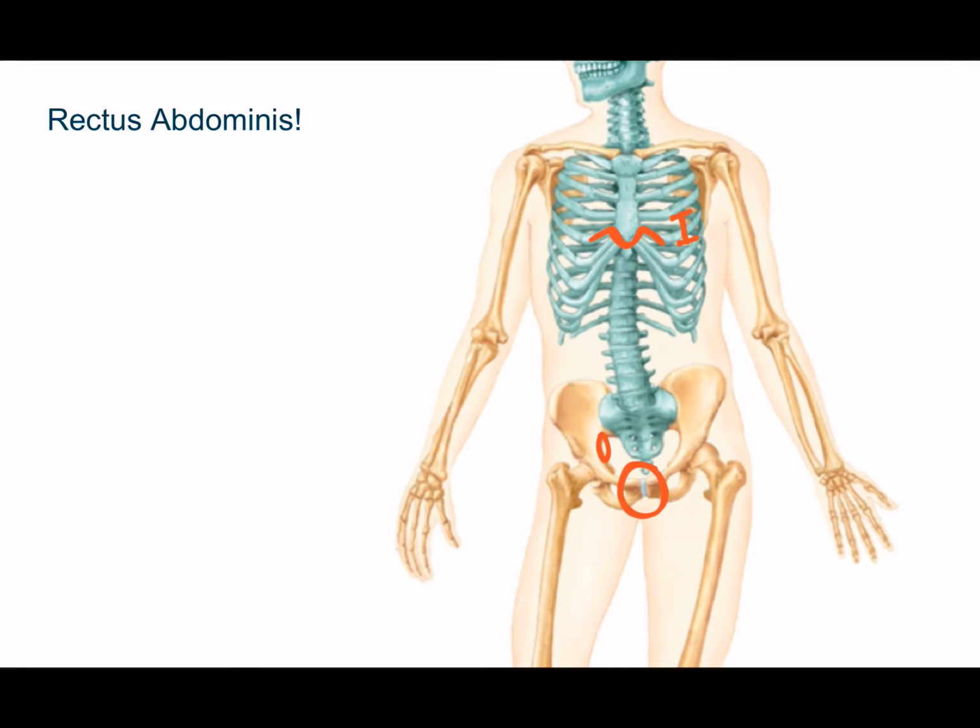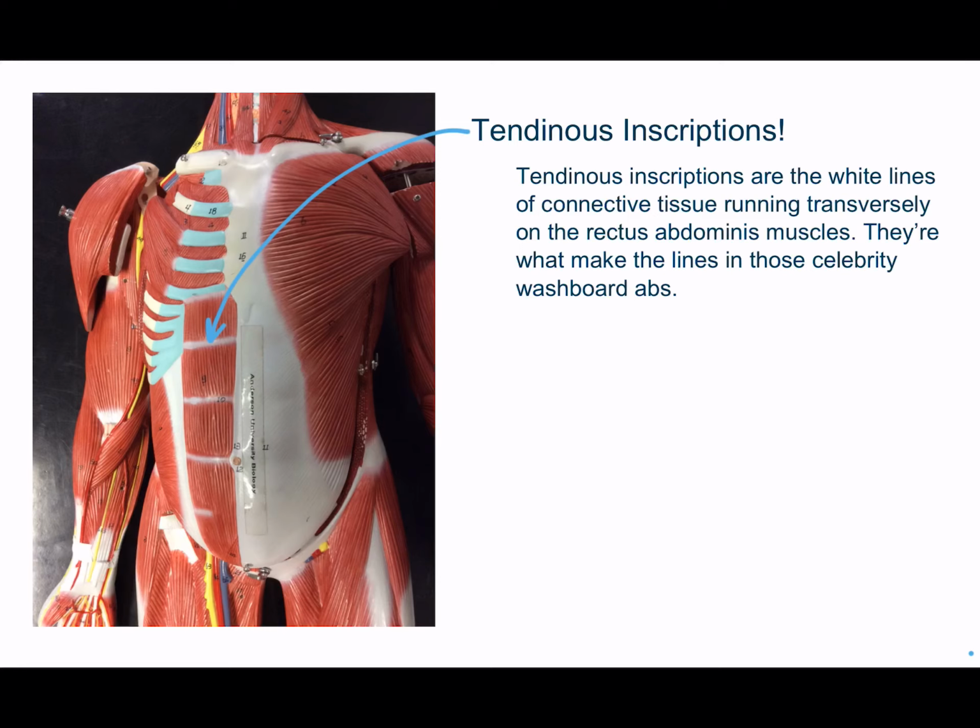So the rectus abdominis, it inserts up here, it originates right here. So you see it's a big muscle, it takes up a lot of the front of your abdomen. And then the tendinous inscriptions are what give you the Hollywood abs, the washboard abs, because they are these little connective tissue lines that don't really grow with your muscle, but they stay there and keep it tight in that area. Everybody has the tendinous inscriptions, but you'll be able to tell that they're there more the more toned you get. So there are these little white lines of connective tissue that run transversely on the rectus abdominis muscles.